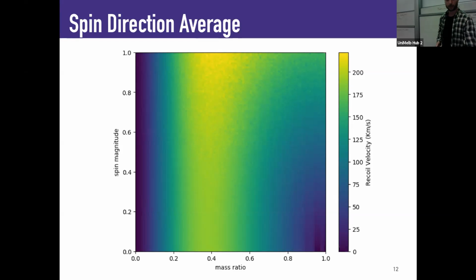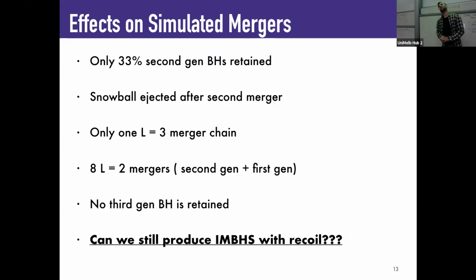And this is a bit of a problem because if we then try and calculate these, just a caveat that for the simulations we did, gravitational recoil isn't calculated within the simulations. We have to calculate it after the fact. But if we do that, we only get 33% retention of these second generation black holes, the ones formed through a merger. And indeed, Snowball, the one that formed from the 7 mergers, is now ejected after the second merger. So we no longer get this 97 solar mass black hole, unfortunately. And only one chain of length 3 is remaining.